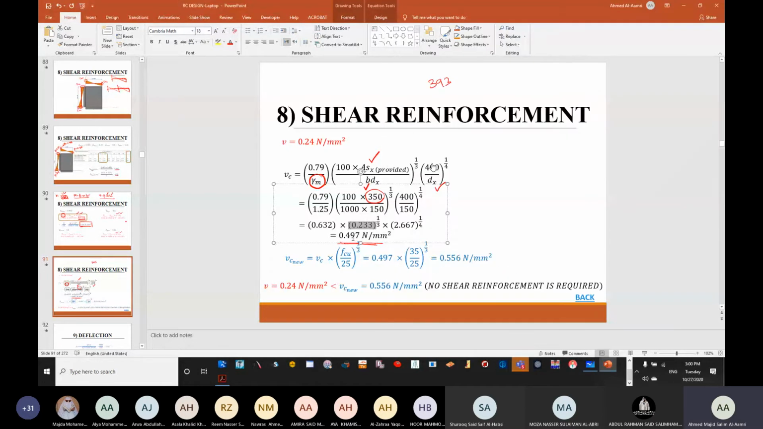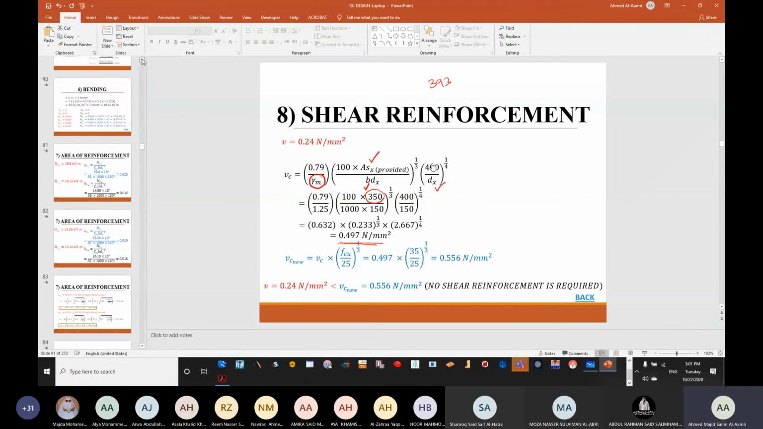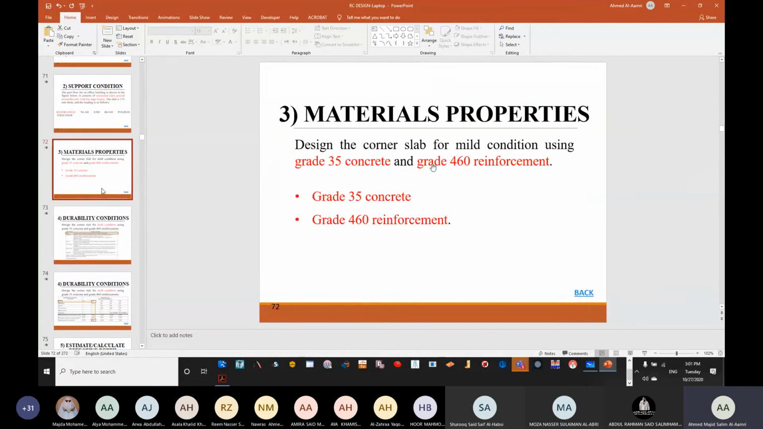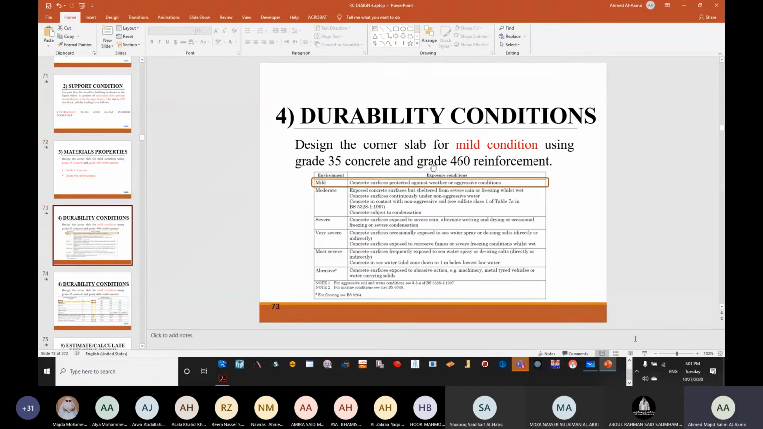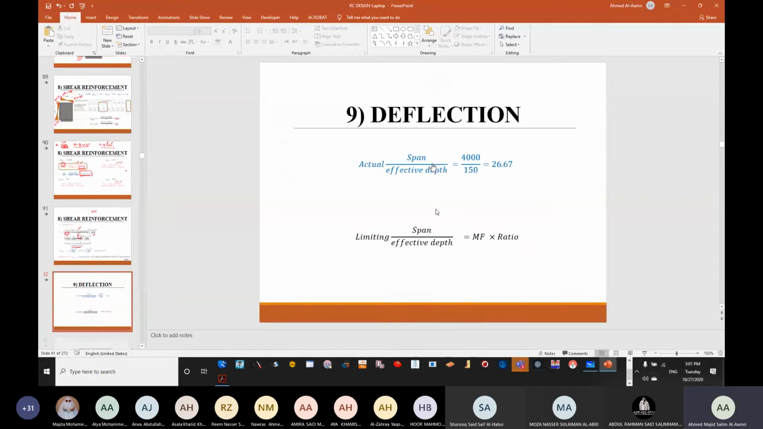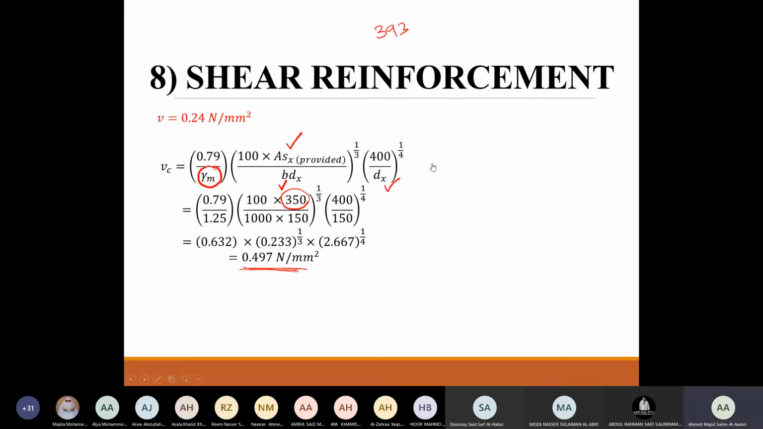So we have got 0.497. Now, when I return back to my problem, I need to check what is the grade of concrete that I have used. We can see that the grade of concrete that we are using is grade 35. Grade 35 is more than 25, so it means that the value that we are using right now needs to be modified. Once again, we have got it as 0.497.